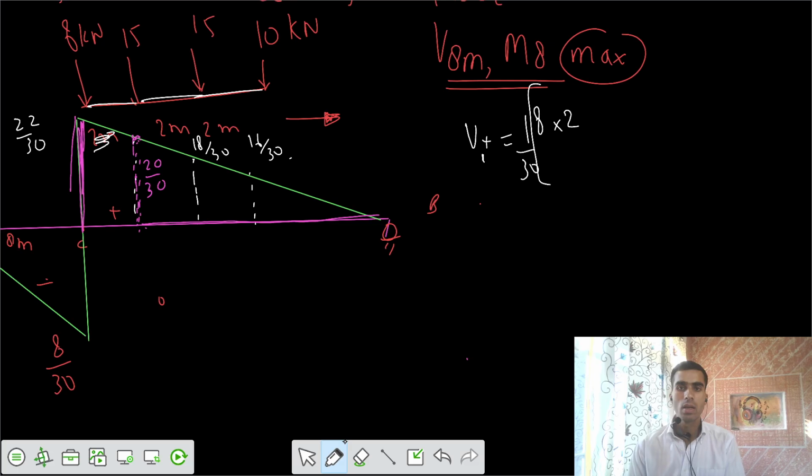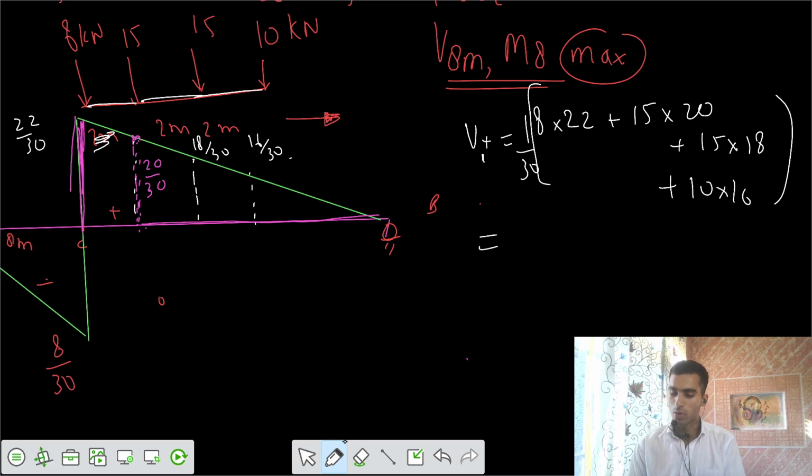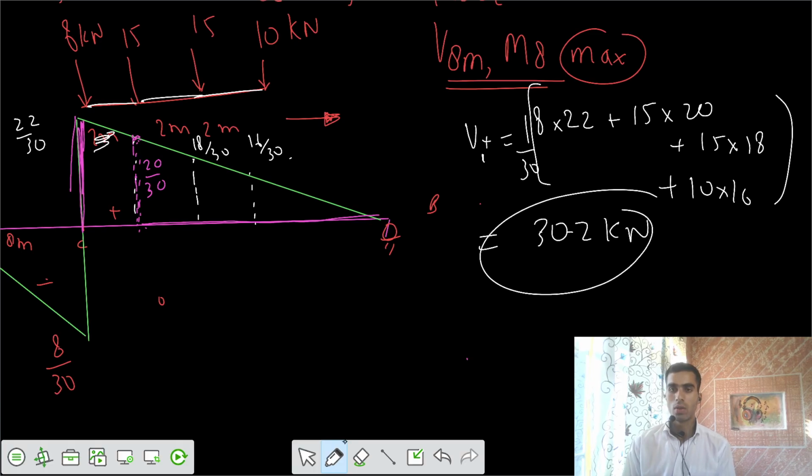1/30 into 8 kilonewton into the ordinate of 22 divided by 30, plus similarly 15 into 20 plus 15 into 18 plus 10 into 16. So you can get a value of V1 positive equals to 30.2 kilonewton. You check that also. 30.2 kilonewton.